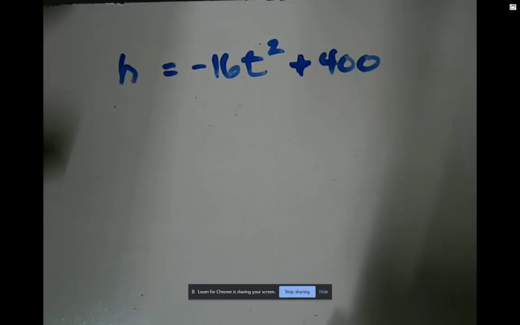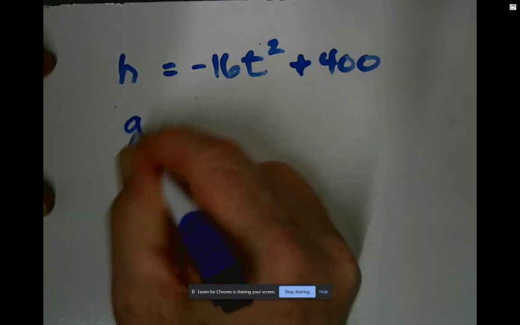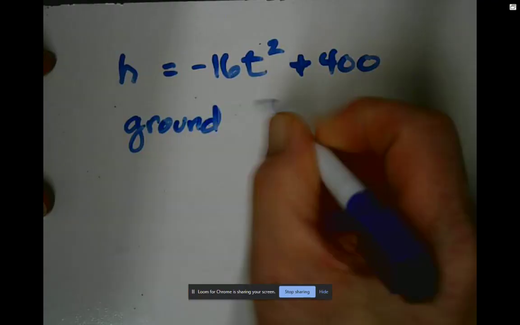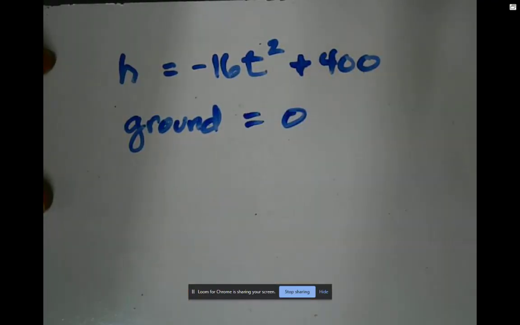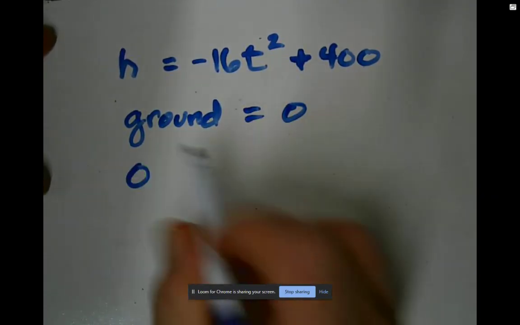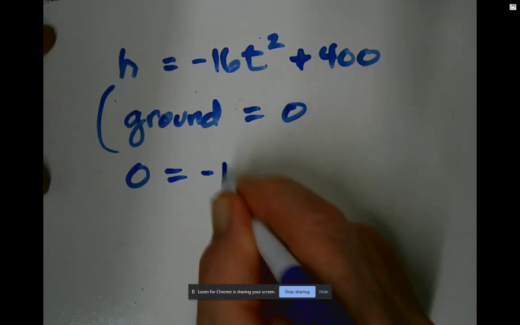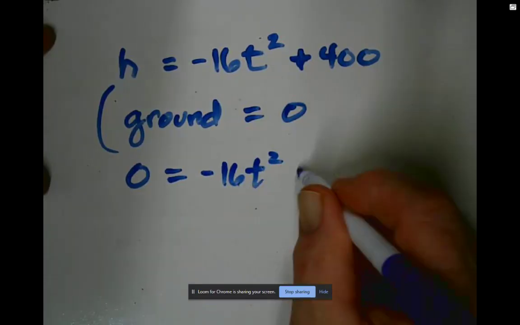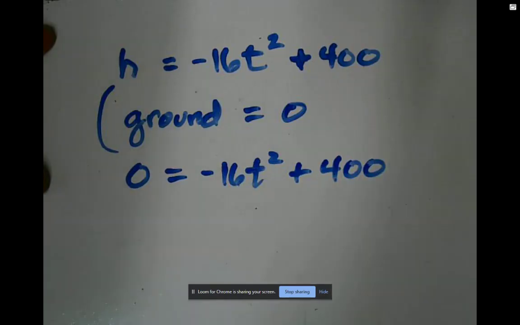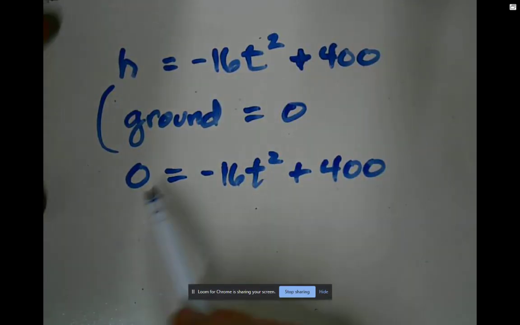And so you should realize that the ground, when we're talking about ground, it's 0, right? The height is 0. So if I then put 0 in for h here, equals negative 16t squared plus 400. And now what the question is, how many seconds does it take for it to get to 0, right? So I drop it, how many seconds does it take for it to get to 0?